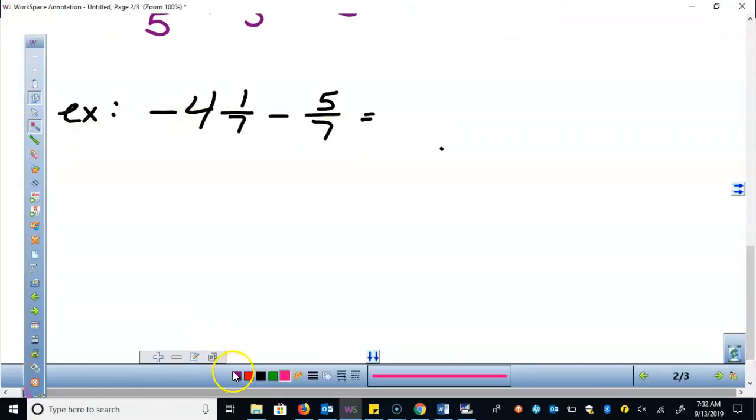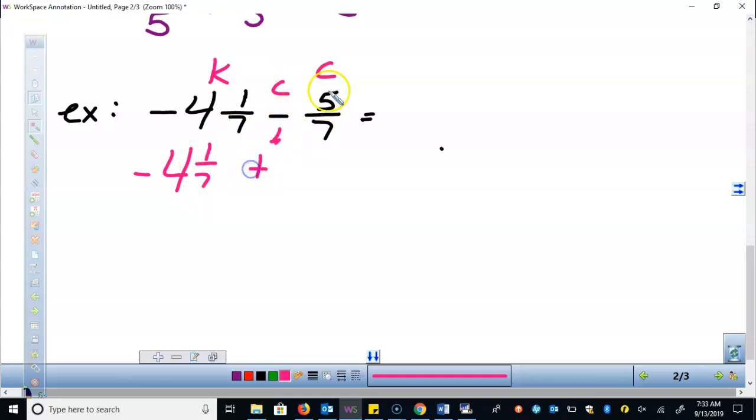We have -4 1/7 minus 5/7. We're going to keep, change, change. Keep this first number. This first number is a negative. It's going to stay negative here. Change the subtraction to an addition problem, and then change this 5/7 to negative 5/7. All right. Now, again, we're working with fractions here.